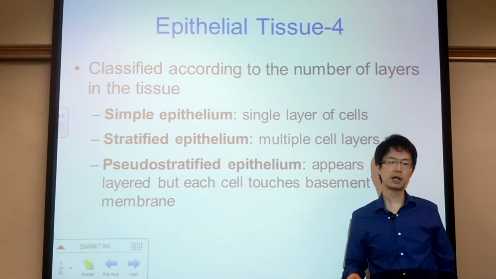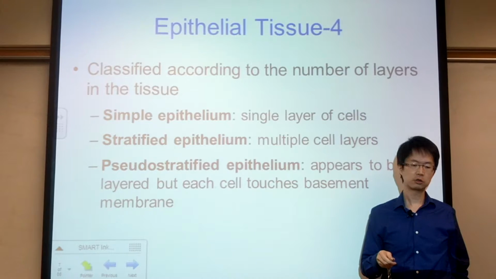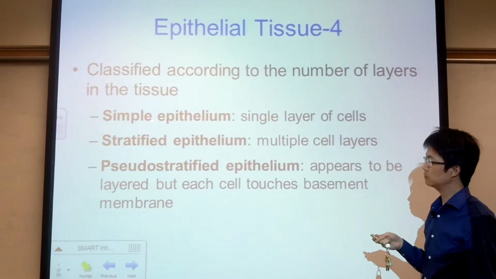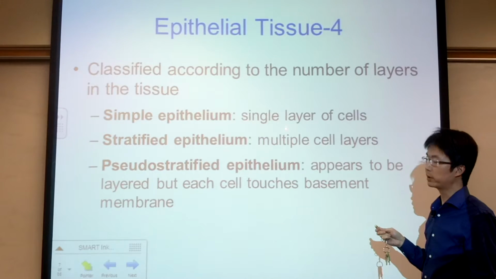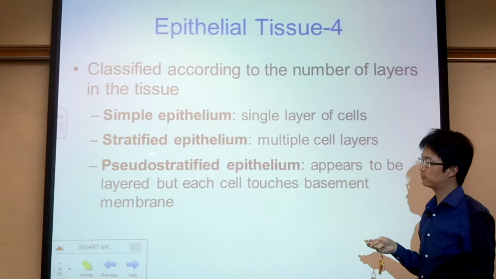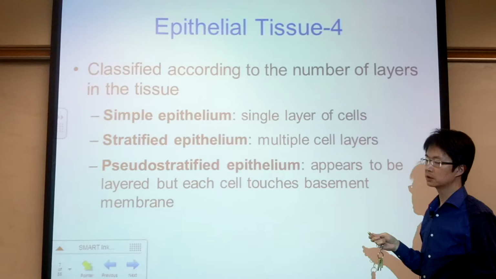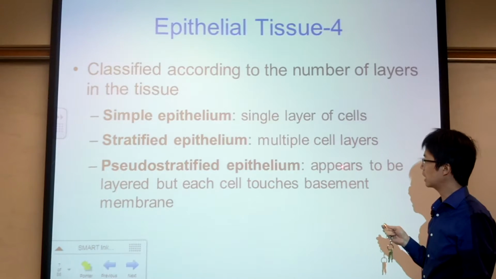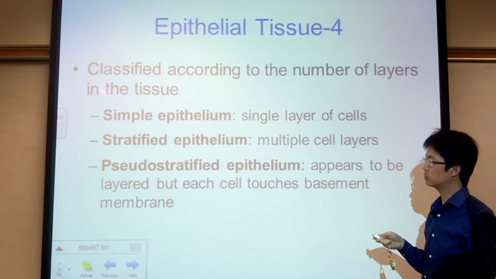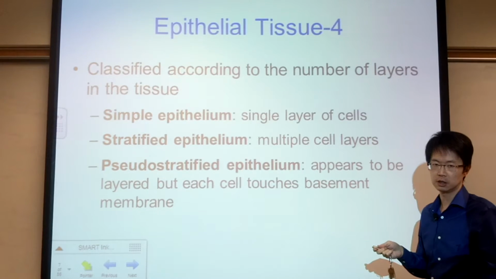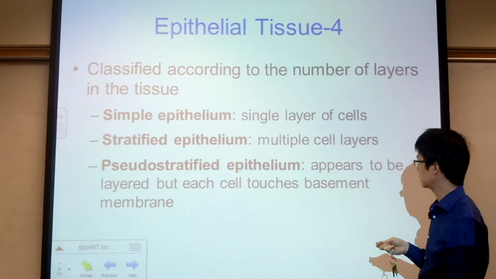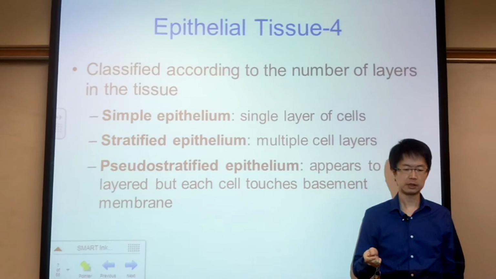Also, we can classify epitheliums into three according to their number of layers. Simple epithelium, meaning that they only have one layer. Stratified, meaning that multiple layers. And then pseudo-stratified, meaning that they are one layer. They are actually simple epithelium, but they appear, they fake to be multiple layer. They appear to be multiple layer, but they're actually one layer.